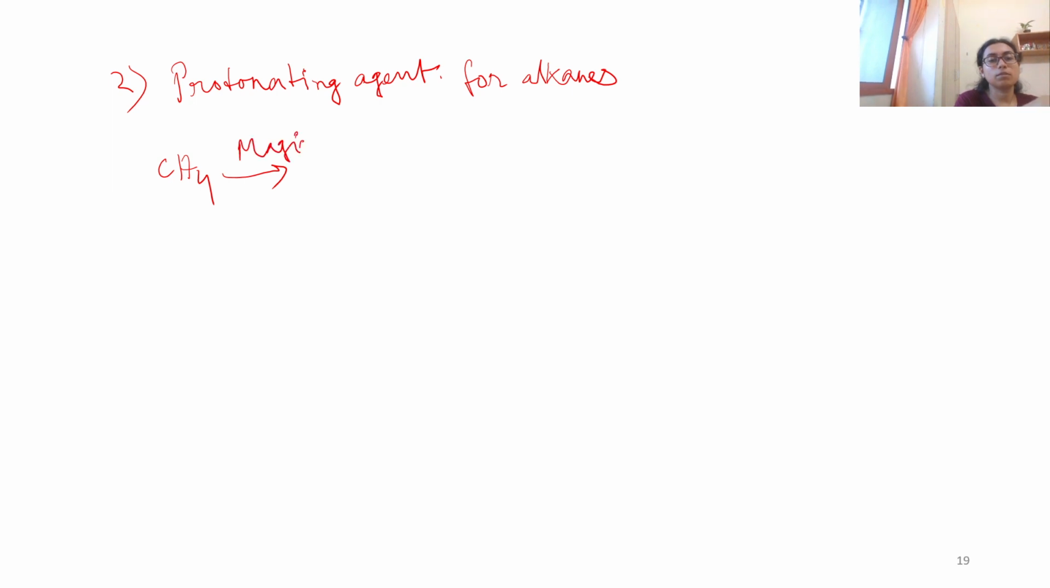Like protonating agents for alkenes. Like CH4, methane also it can protonate, even methane. Okay, magic acid, which is a very mild base, okay, that also can be protonated. CH5 plus, then it will be decomposed to CH3 plus plus hydrogen.